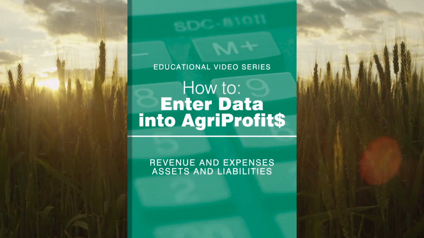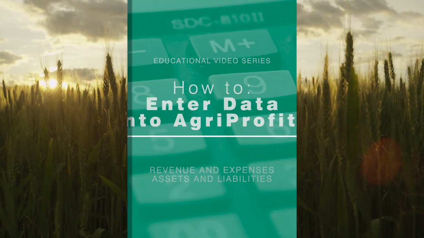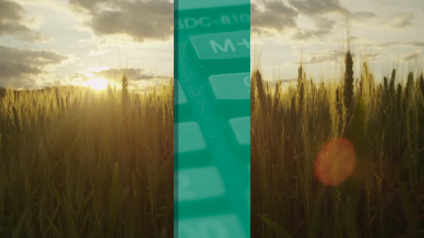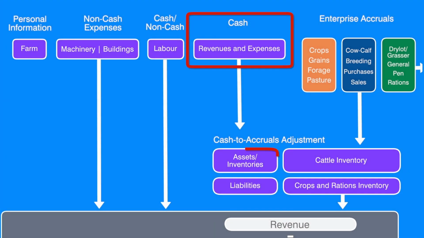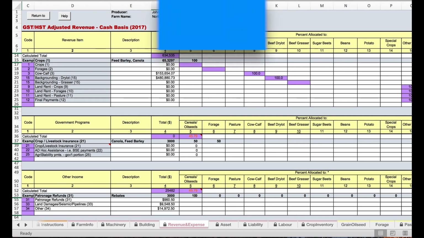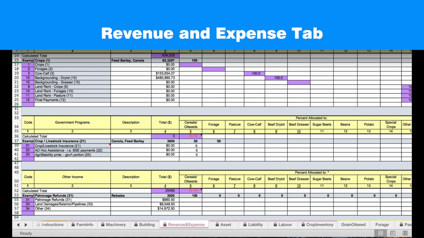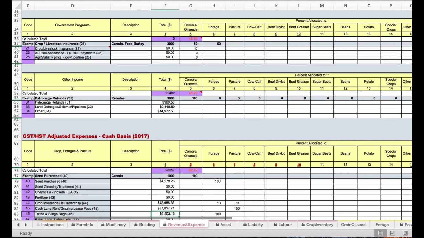We will now look at how to enter data on the Revenue and Expense, Asset and Liability worksheets on the Whole Farm tab. The Revenue and Expense, Asset and Liability worksheets are key data entry worksheets of the AgriProfit's Accrual Adjusted Cost of Production framework. The focus of the Revenue and Expense worksheet is to enter the farm's cash revenue and cash expenses into the categories provided. In this worksheet, make sure the data entered is cash.